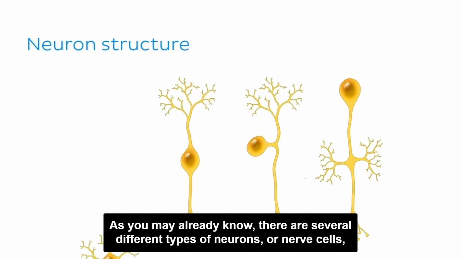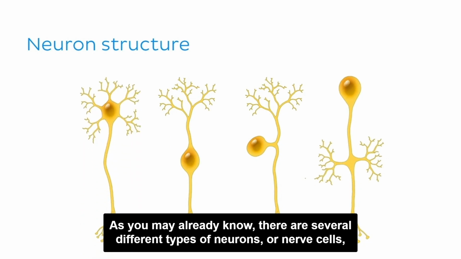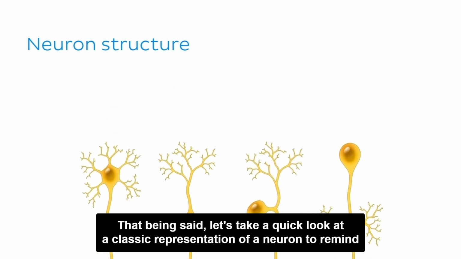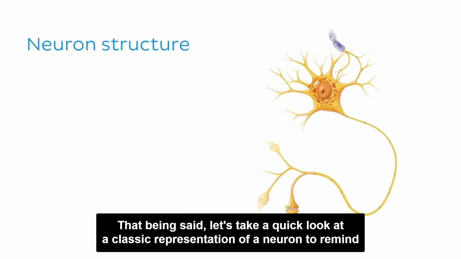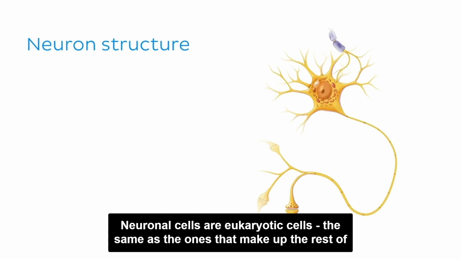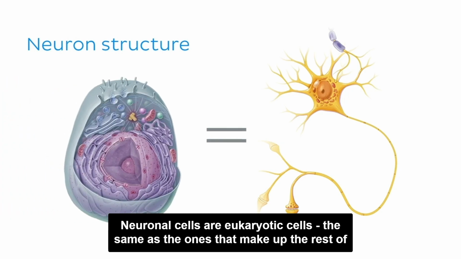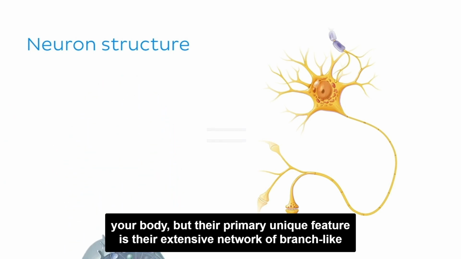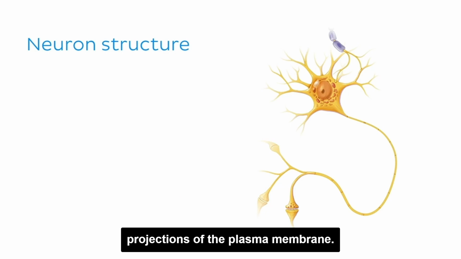As you may already know, there are several different types of neurons or nerve cells, all of which present variations in their shape and form. That being said, let's take a quick look at a classic representation of a neuron to remind ourselves of the basic makeup of this type of cell. Neuronal cells are eukaryotic cells, the same as the ones that make up the rest of your body, but their primary unique feature is their extensive network of branch-like projections of the plasma membrane.